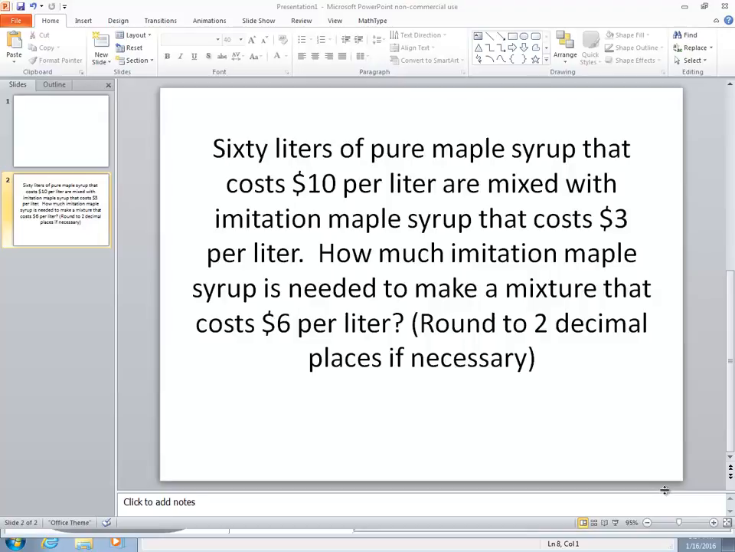Let's take a look at this problem. 60 liters of pure maple syrup that costs $10 per liter are mixed with imitation maple syrup that costs $3 per liter. So we're going to have a mix, and it looks like we're dealing with pure and imitation.